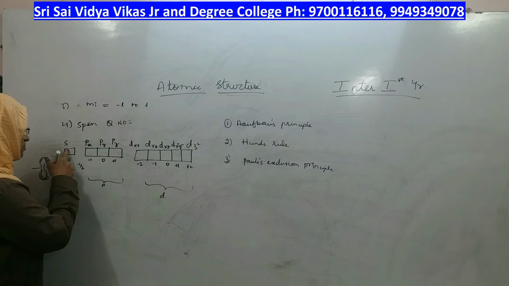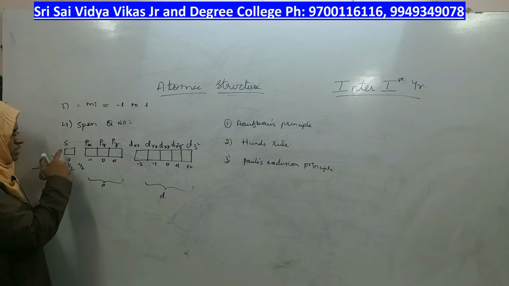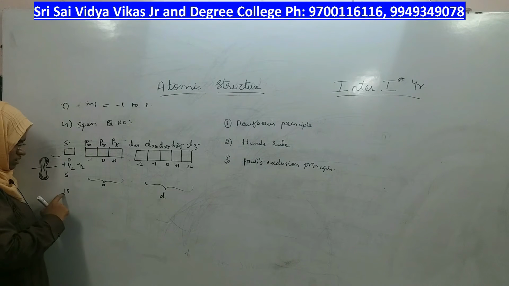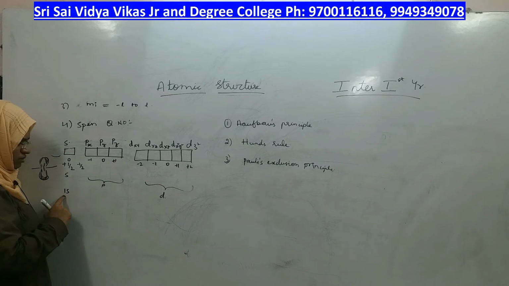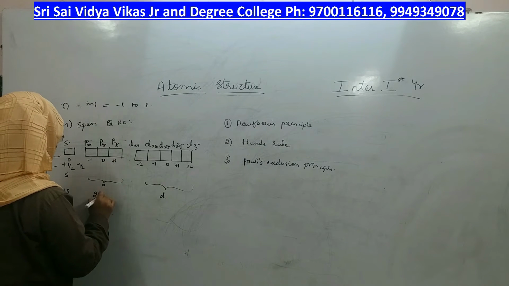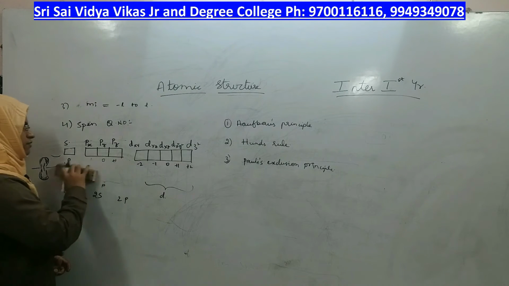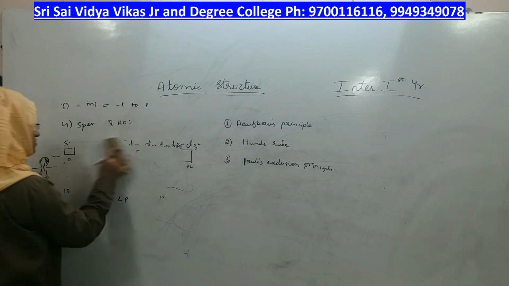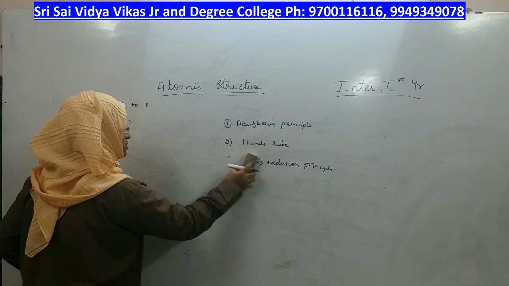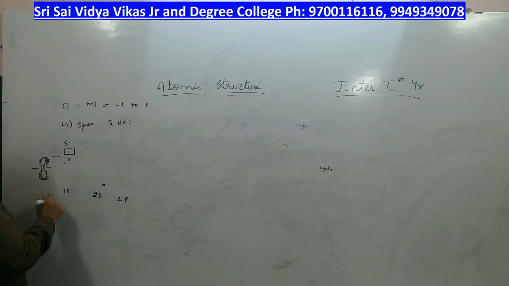Suppose this is the first one. What is the principal quantum number of this shell? As it is in the first main shell, its principal quantum number is 1, right? Coming to the second main shell, it has 2s and 2p, right? If you remember, the first main shell has only one orbital.